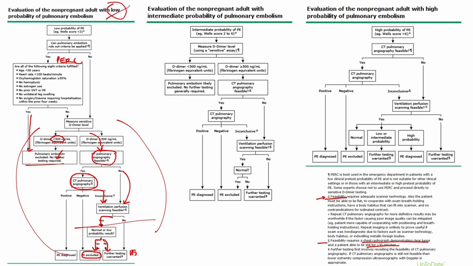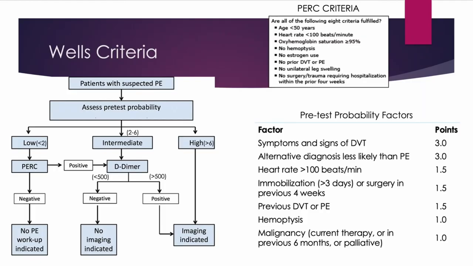And remember, this is again for low probability. This is that left side. This side right here is what we're talking about.